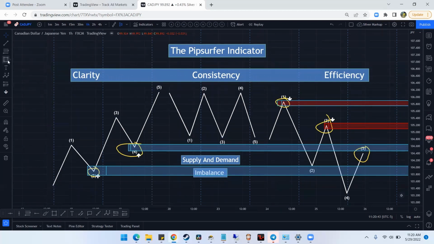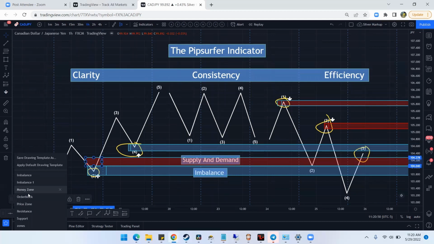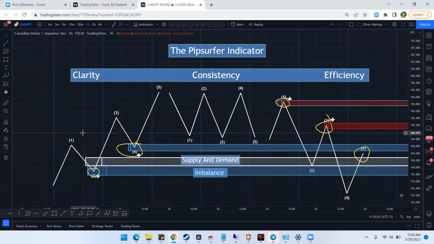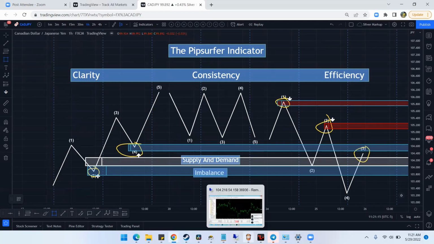And then second to that, you have what's called imbalance levels. Pipsurfer will tell you where these imbalance levels are and help you identify them, so that you don't miss a move that you could have made if you knew exactly where they were. So this is the psychology of Pipsurfer. It's a very high level psychology. Let's take a look at it.